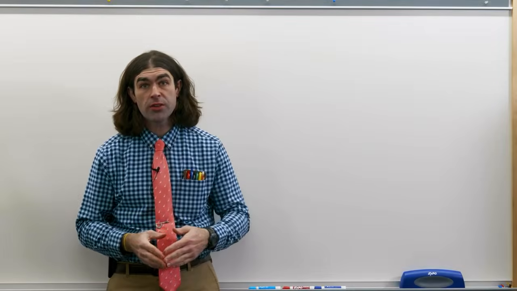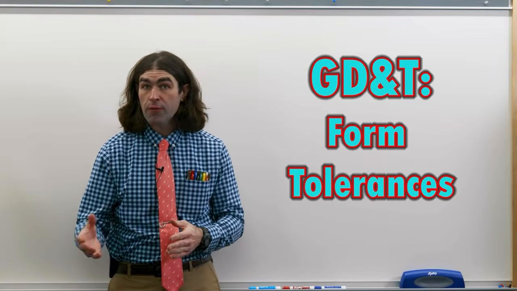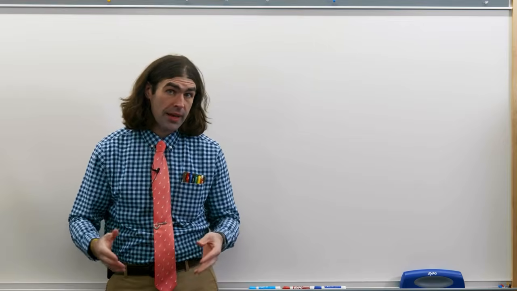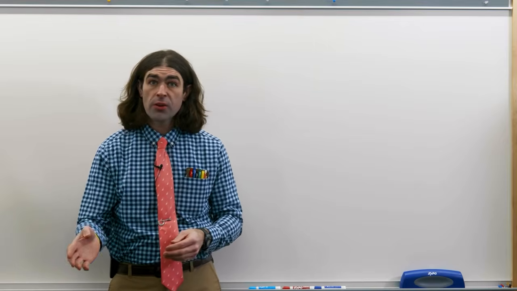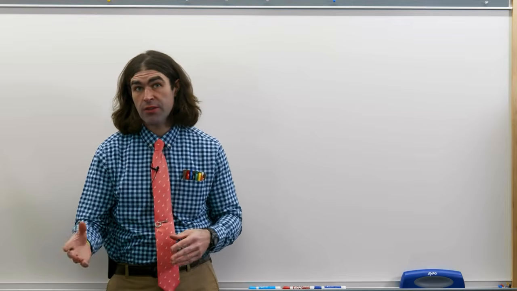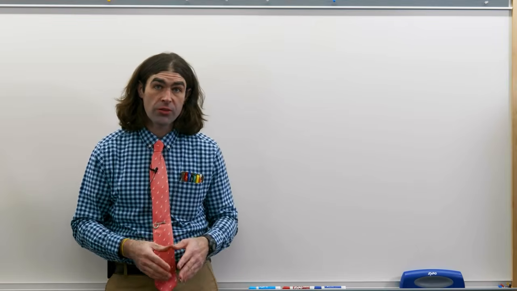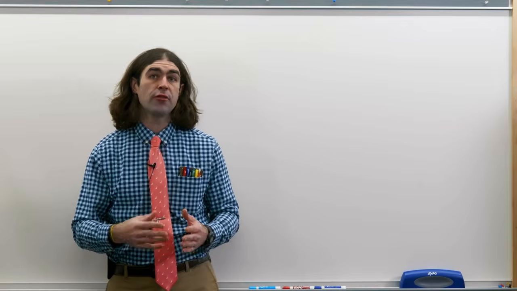In this video, I'm going to talk about GD&T form tolerances. There's 4 form tolerances in the current ASME Y14.5 standard: straightness, flatness, circularity, and cylindricity. I'll talk about them in order. I'll give you the definitions, show you what they should look like on a drawing, and try to give a couple of examples of what each one is for.